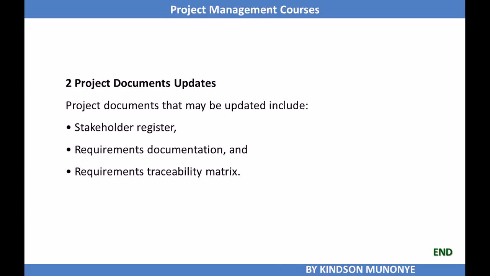Now the last output we've discussed, besides the project scope statement, is the project documents update. You might have to update the project documents. We've discussed project documents prior to this time, and they might include the stakeholder register, requirements documentation, change log, requirements traceability matrix, and so on and so forth. So updates to these can be made.